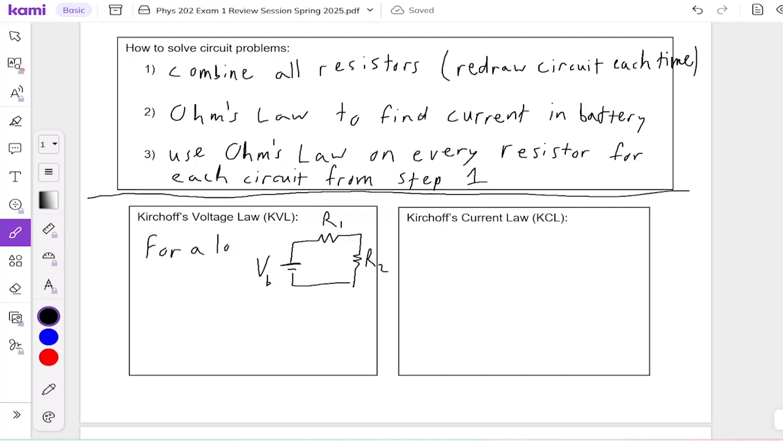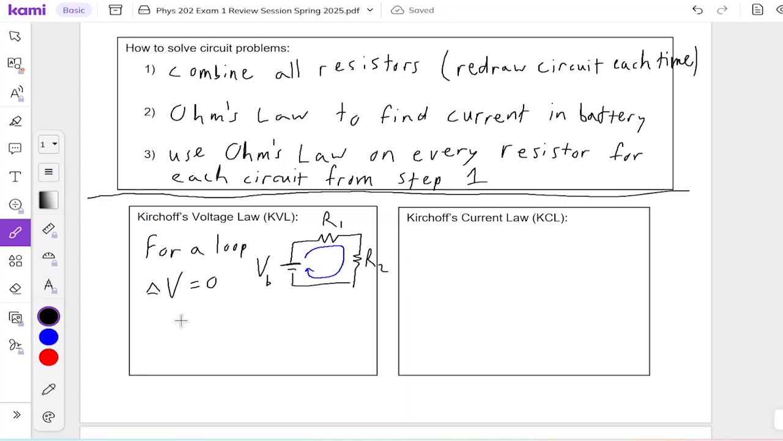For a loop, what do I mean? Literally draw a loop around your circuit. For series, there's always one loop. If you have parallel, there can be multiple loops. But for a loop, delta V equals 0. Here's what I mean by that.